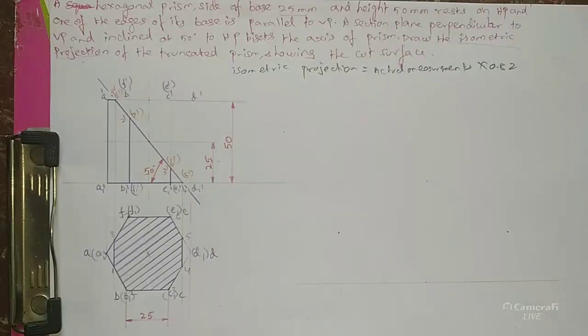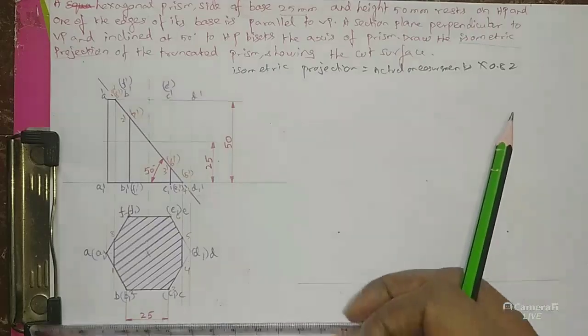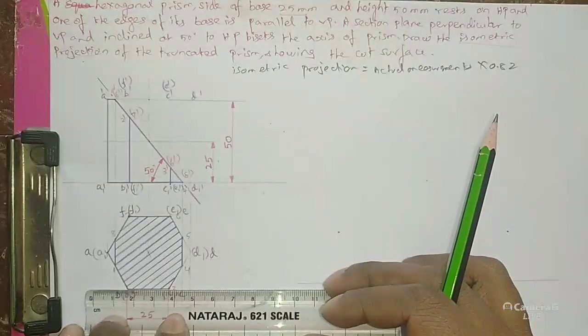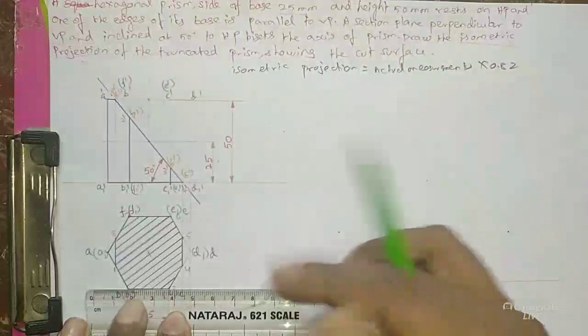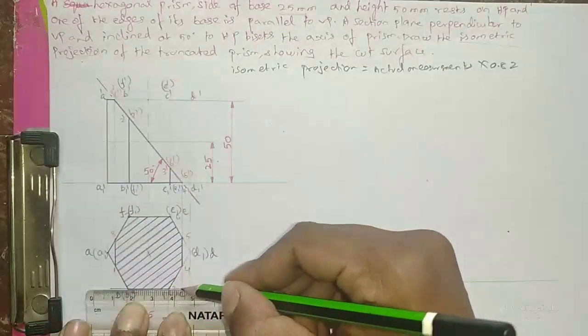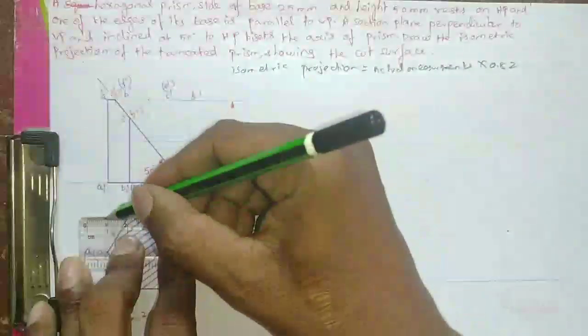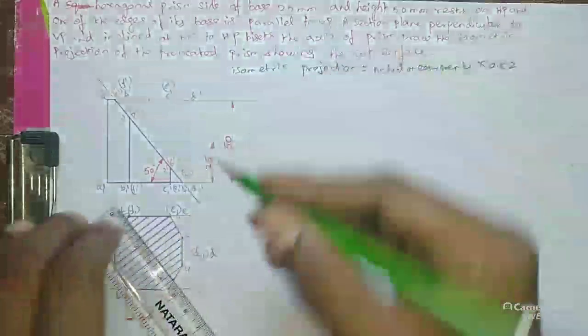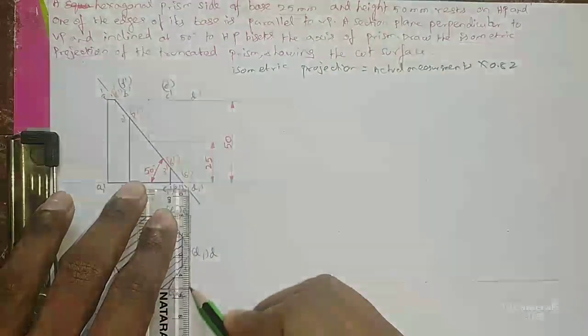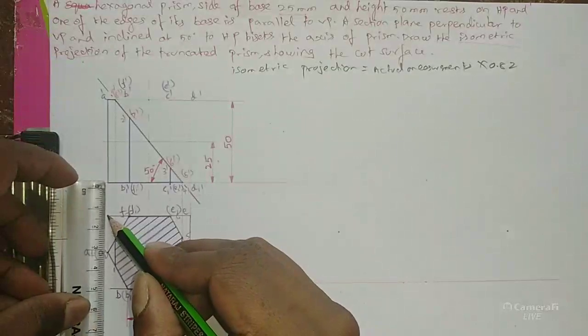Before sketching the isometric view, we have to imagine that this hexagonal prism is inscribed in a box. So we have to keep this prism inside the box. That is our imagination. For that, construct a box here as usual, and imagine that this hexagon is inscribed in the box.